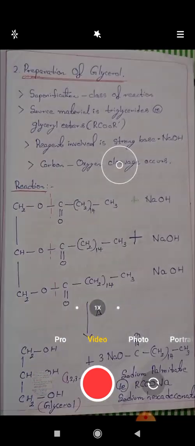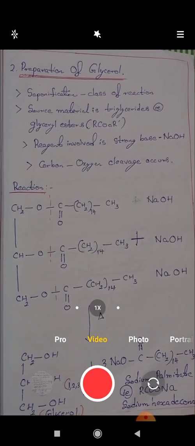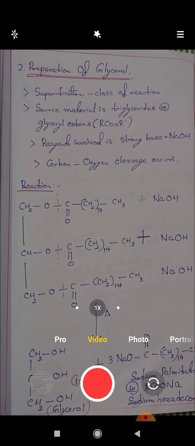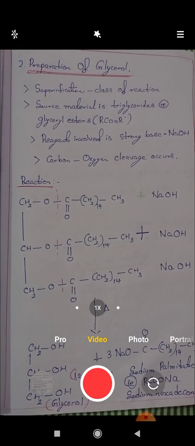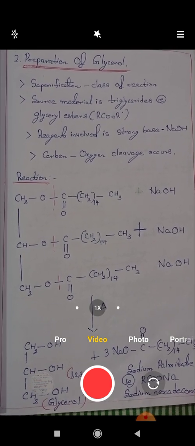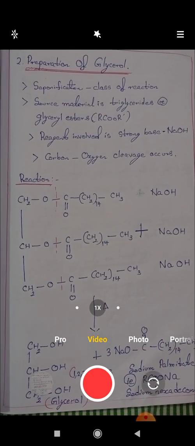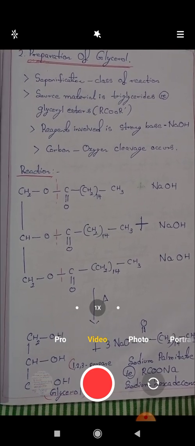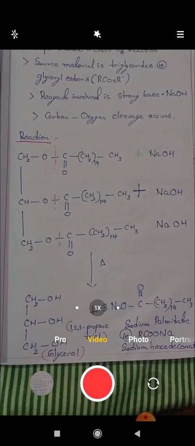Preparation of glycerol. Glycerol is a trihydric alcohol. Here, glycerol is prepared by a reaction called saponification. That is the preparation of soap. Here, soap is the main product and glycerol is the byproduct. The source material is triglycerides, that is glyceryl esters, higher esters. The reagent involved is a strong base, sodium hydroxide. The reaction proceeds with the cleavage of carbon oxygen bond.